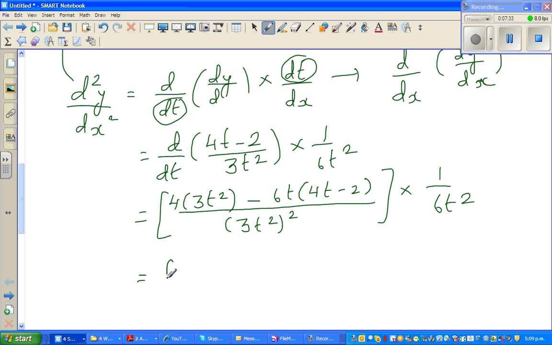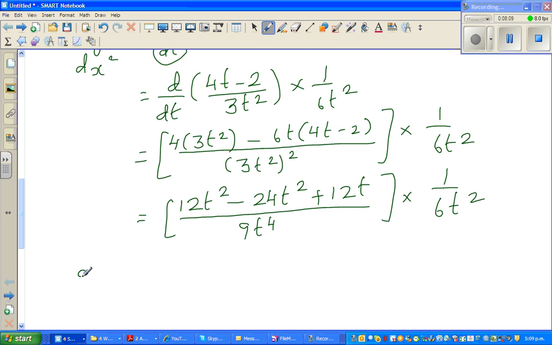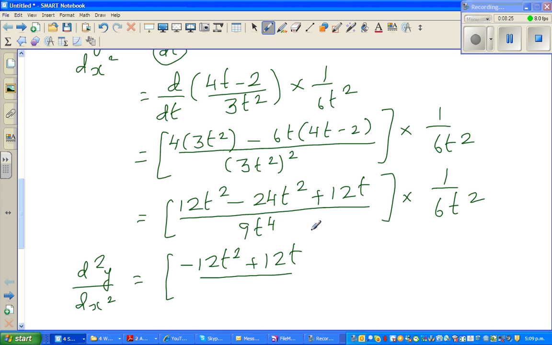Okay, so this will become 12t squared minus 24t squared plus 12t, over this is 9t to the power 4, times 1 over 6t squared. So I've just expanded this. So this is minus 6t times 4t is minus 24t squared, and minus will become plus. So we're almost there. So d squared y by dx squared is equal to minus 12t squared plus 12t over, this is 9 times 6 is 54t to the power 6.